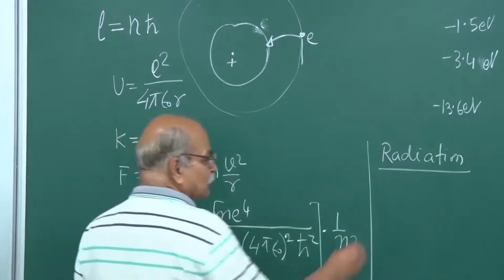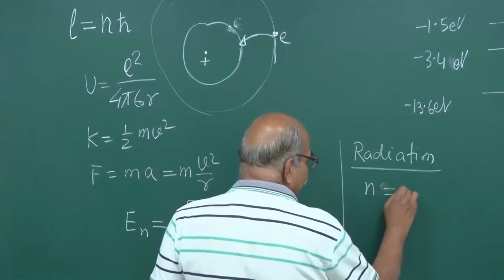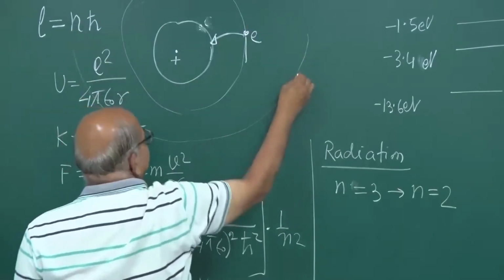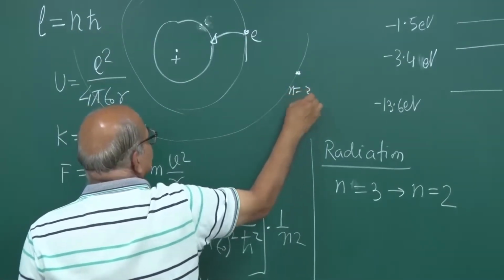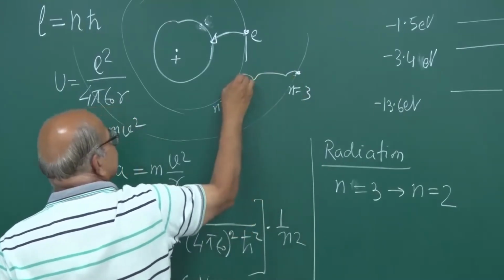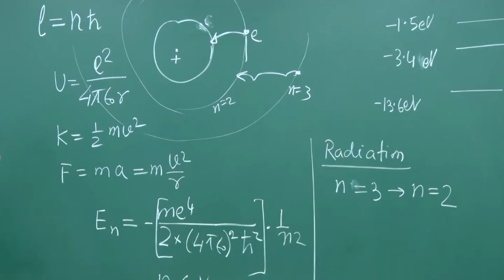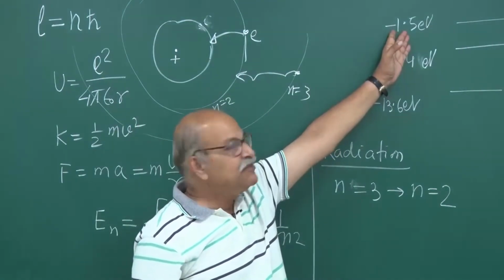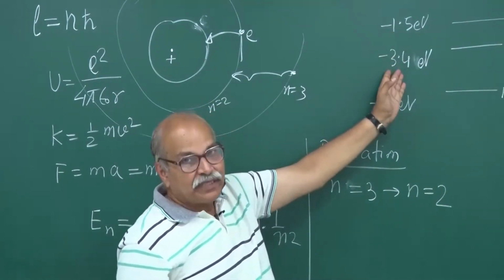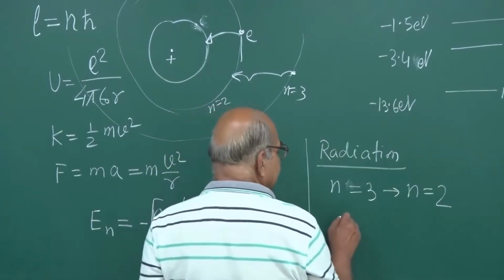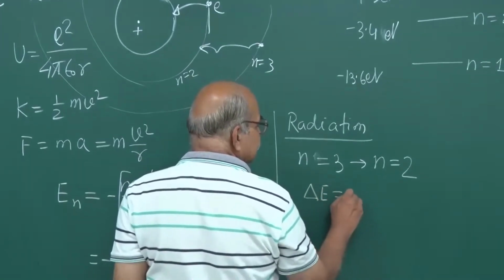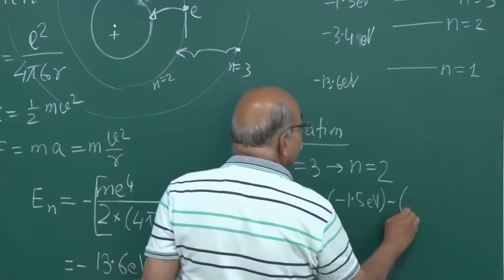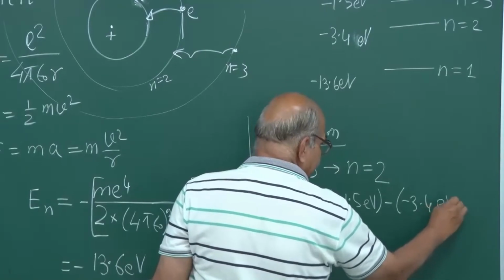So if the jump is from, say, the n equal to 3 orbit to the n equal to 2 orbit, the electron makes a jump here. So the energy is reduced from minus 1.5 eV to minus 3.4 eV. It was in n equal to 3, so minus 1.5 eV, and now it has gone to minus 3.4 eV, and therefore the difference is 1.9 eV.